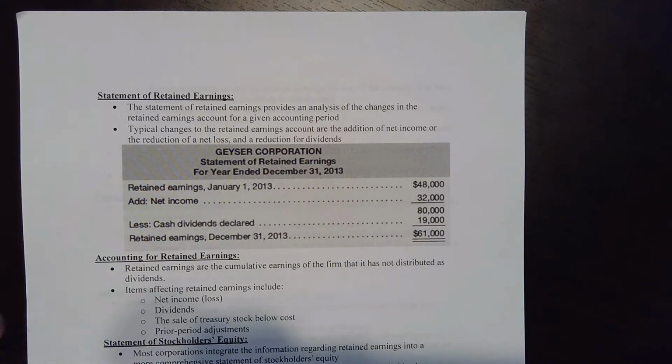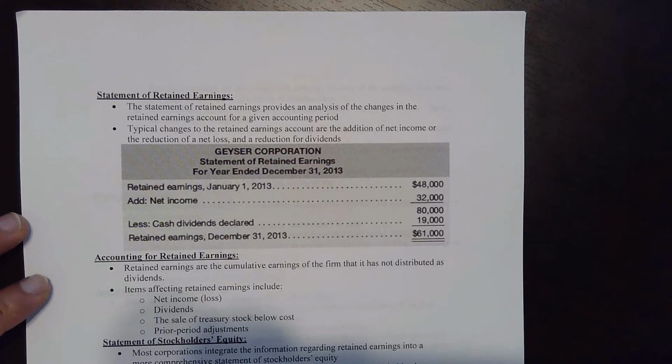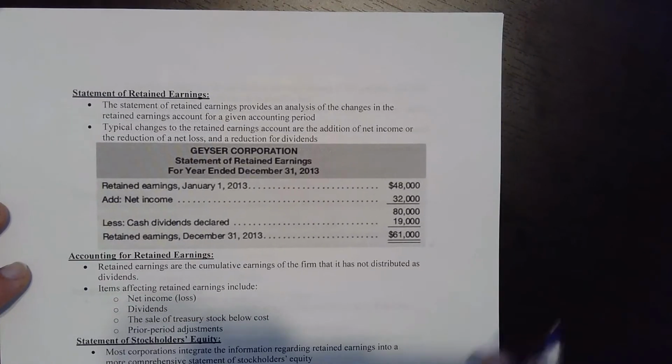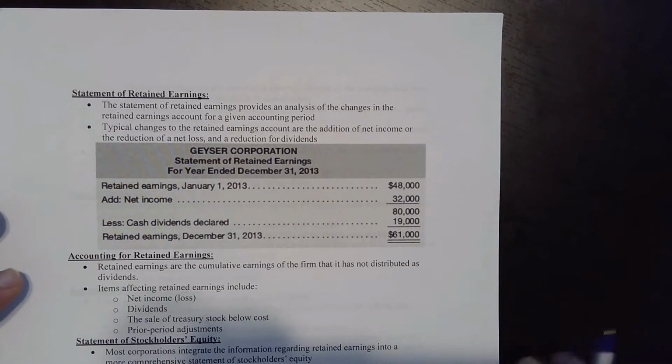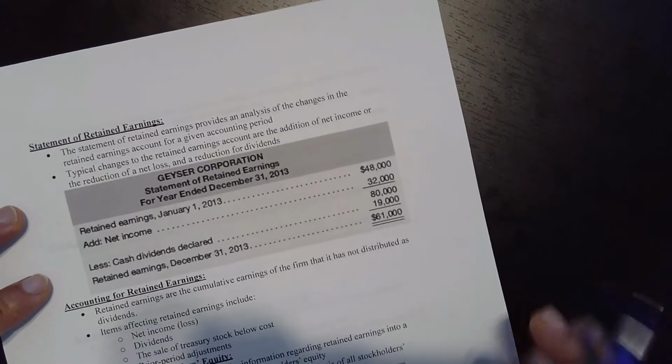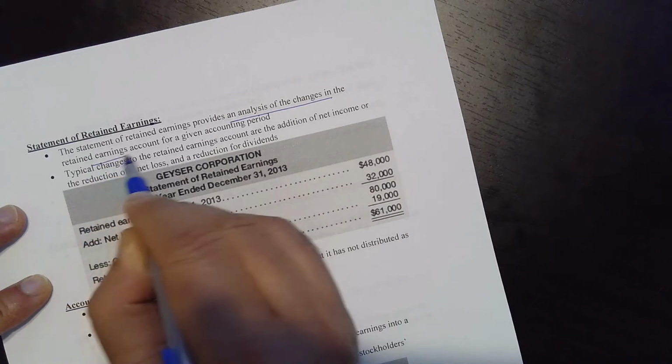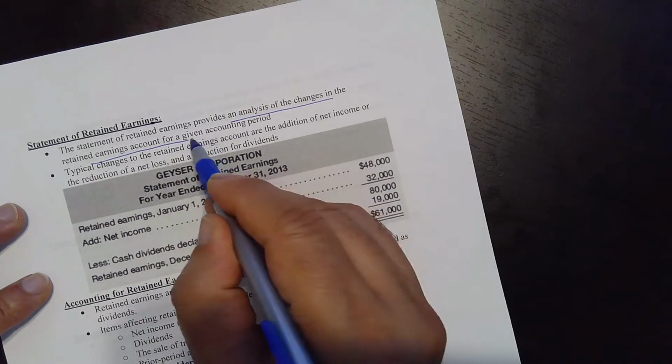So here we are, the third part of this lecture. In this one, we will start with a statement of retained earnings. I'm pretty sure you are familiar with it. We have talked about a statement of retained earnings in the past lectures before. The statement of retained earnings provides an analysis of the change in the retained earnings account for a given accounting period.